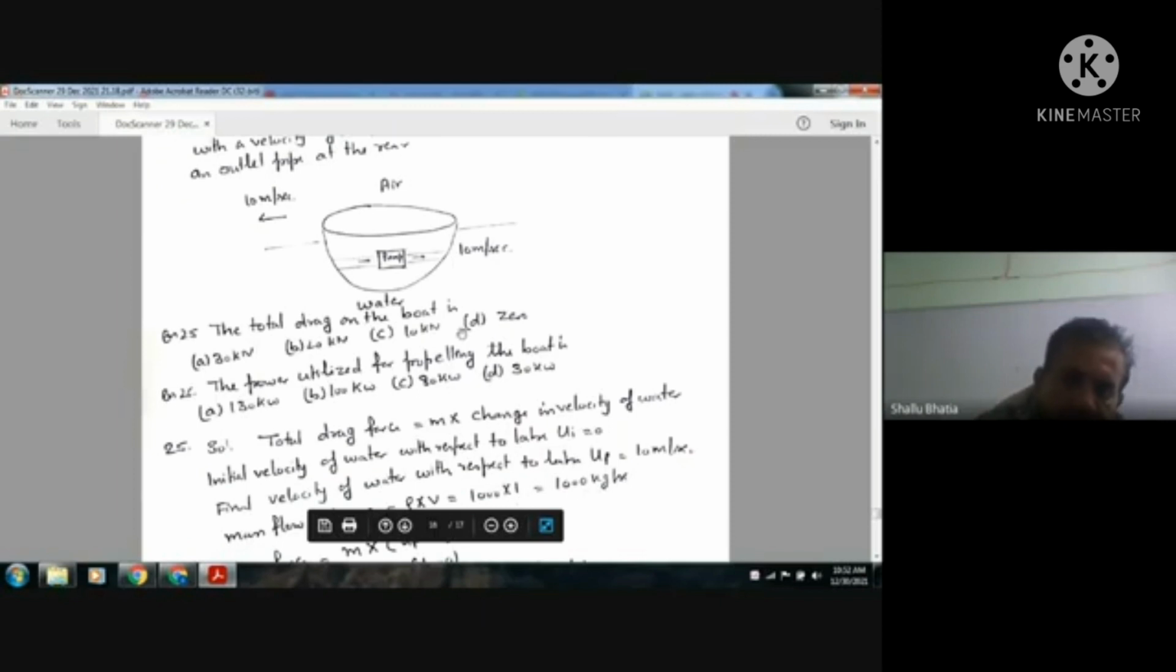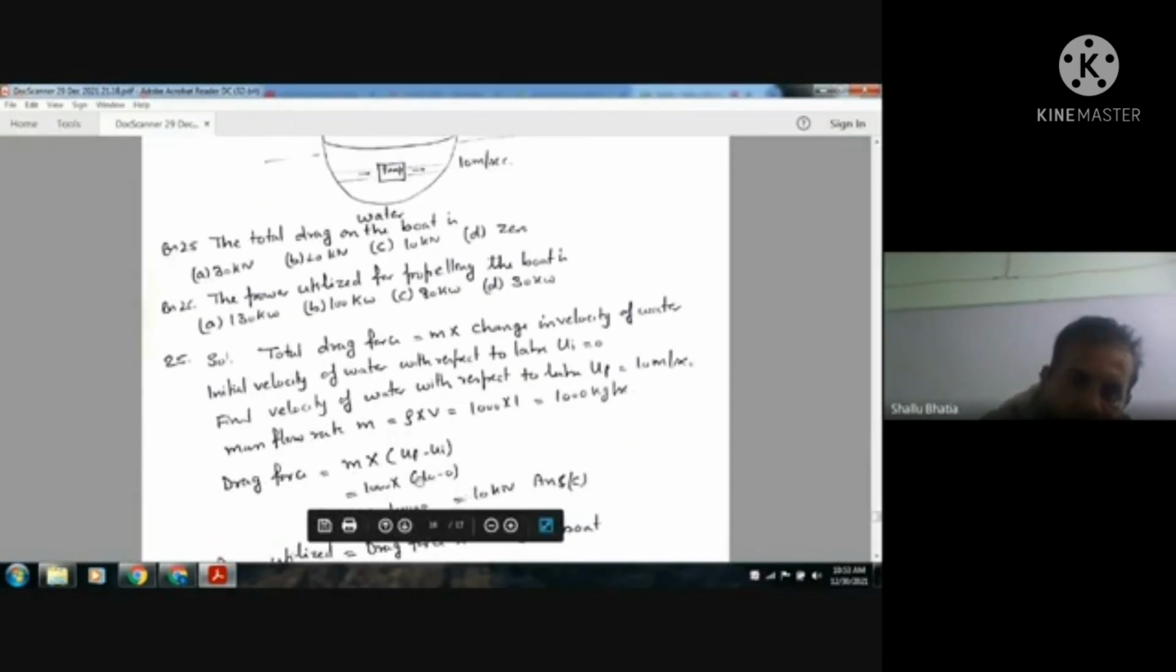Okay. Now, when the water is outside the boat, it is at zero velocity. When it is within the boat, it is getting a velocity of 10 meter per second. So the change in velocity of water is just 10, and the mass flow rate is just 1000. So when we multiply the change in velocity and the mass flow rate per unit time, we get the drag force. The drag force will be 10,000 newtons, or 10 kilonewtons.